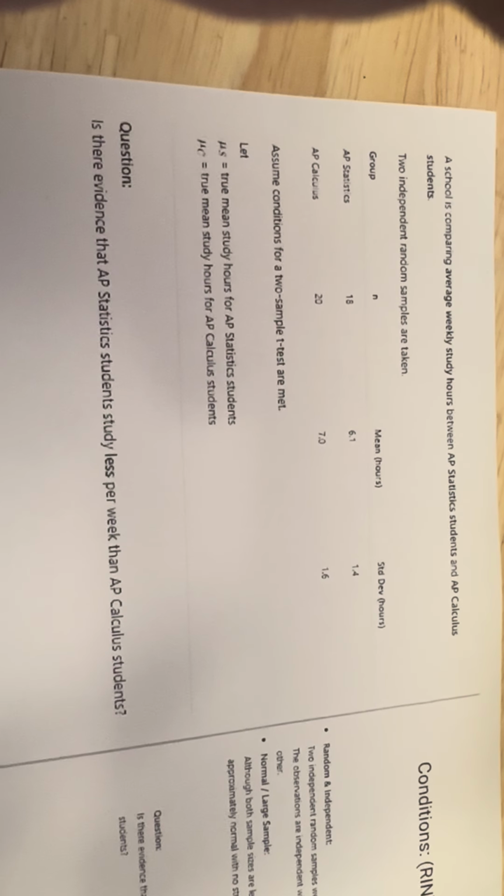All right, a school is comparing average weekly study hours between AP Stats and AP Calc students. Two independent random samples are taken. It even says assume the conditions are met, but if we had to check it, we can see right here two independent random samples were taken, so on and so on. So here we've checked the conditions. We're ready to make a null hypothesis.